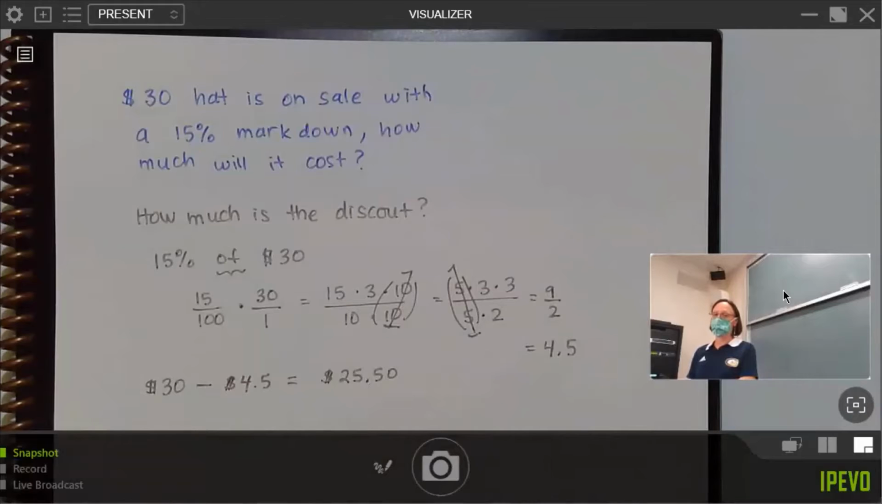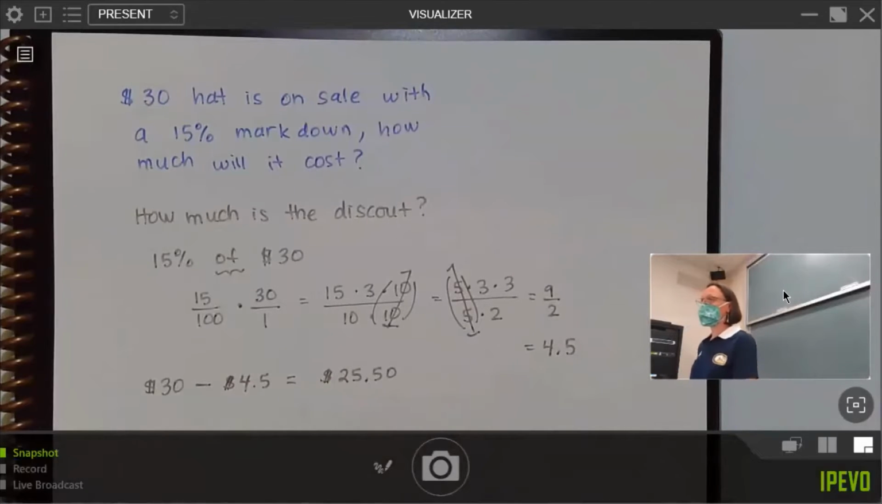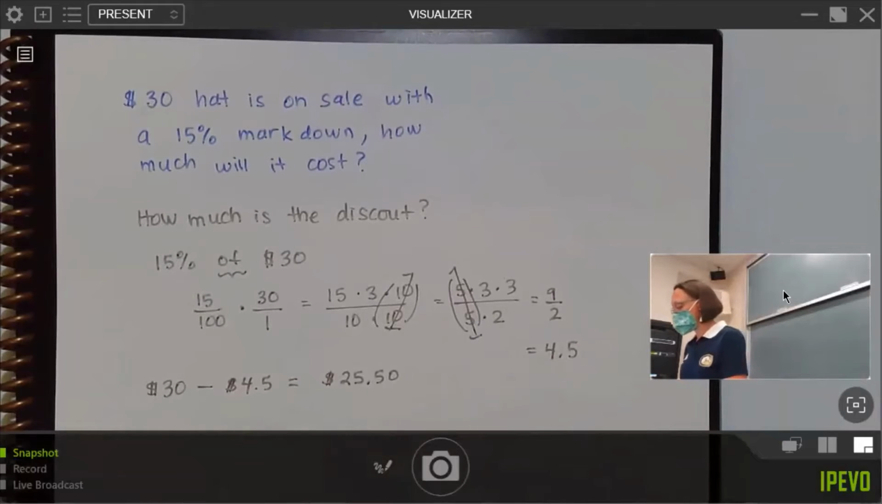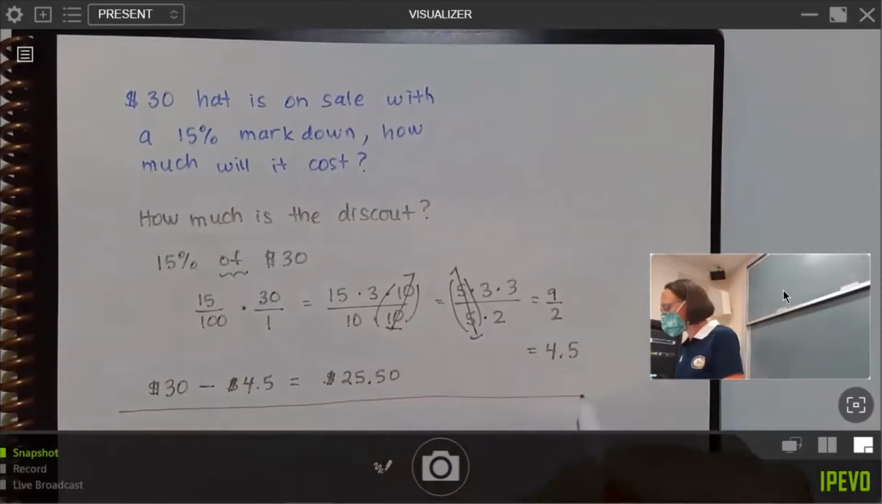Good times. Now, the other way to think about this is more similar to how I did the problem with the students in the classroom, which is instead of thinking about the discount, I can think about what percentage do I have to pay?